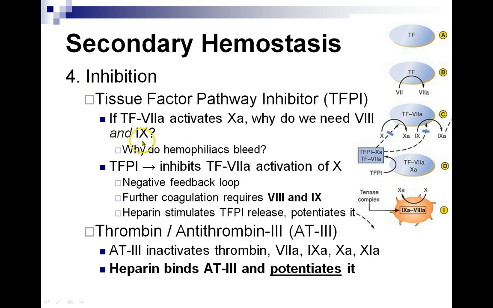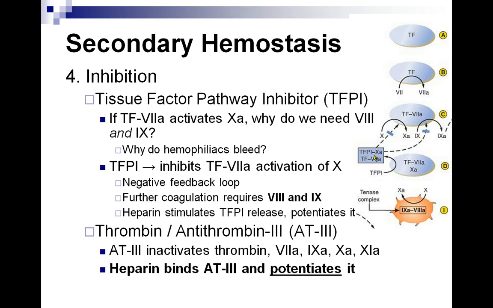And the answer is because tissue factor pathway inhibitor regulates this step right here. It's a negative feedback loop. So as soon as we have some factor 10A, factor 10A binds to tissue factor pathway inhibitor, and that inhibits this process. So this process is really very muted. And for further coagulation, for the process to really get underway, you need factor 8 and factor 9. And that's why hemophiliacs bleed. It's not that they can't make any activated factor 10A, but the process shuts itself off. Interestingly, heparin stimulates the release of tissue factor pathway inhibitor and potentiates it.